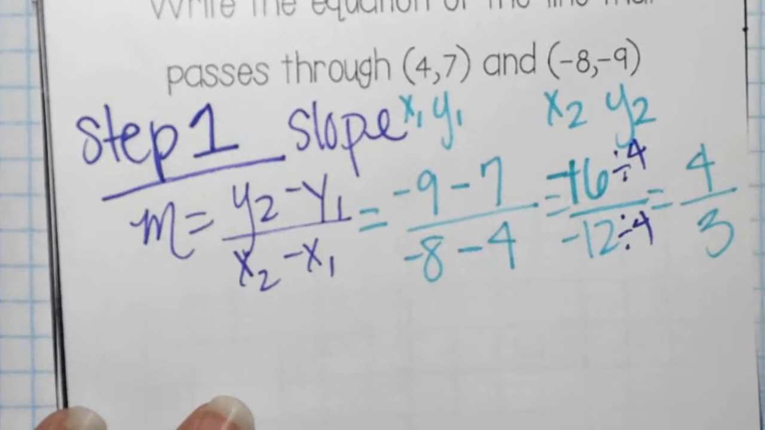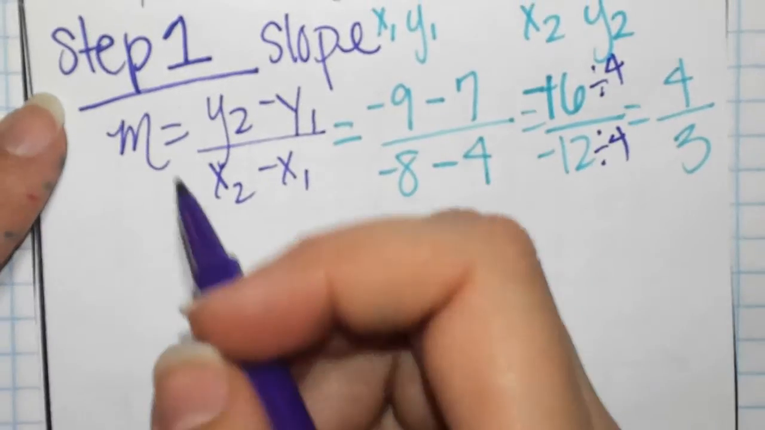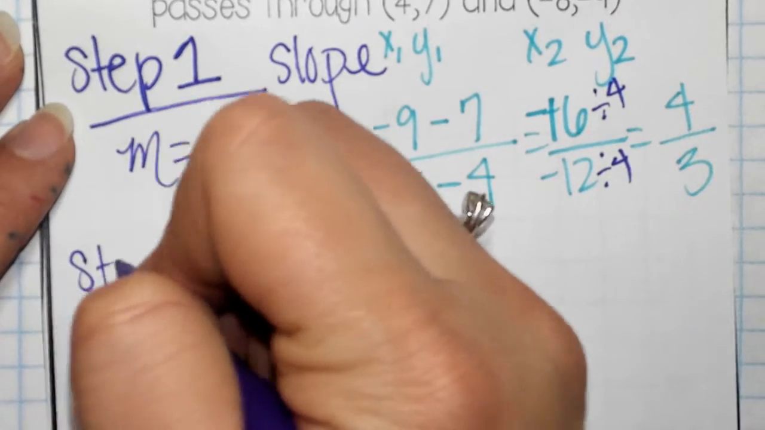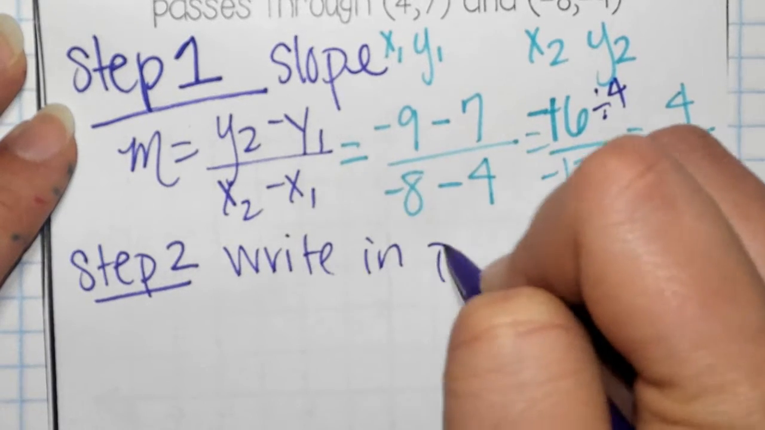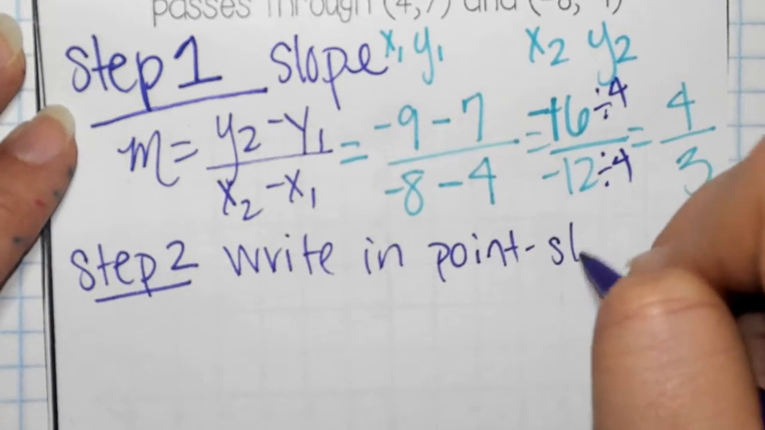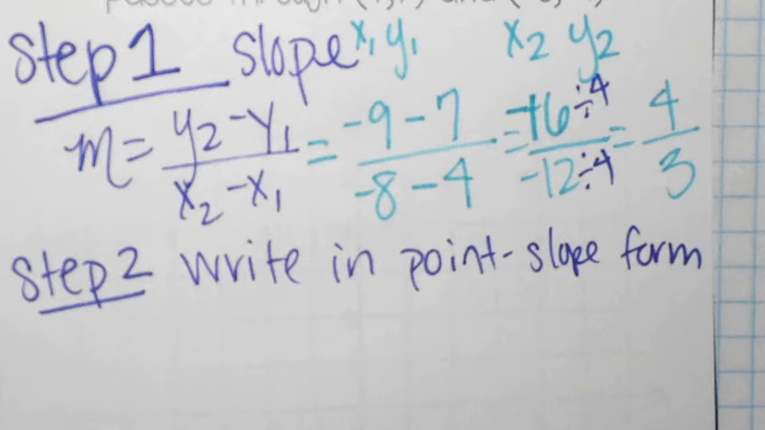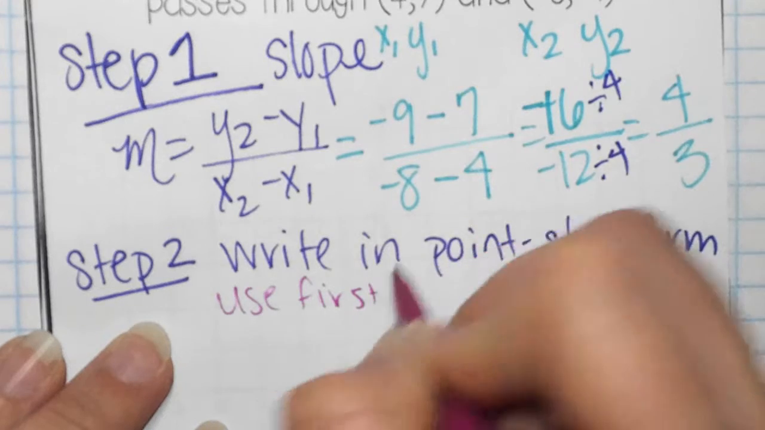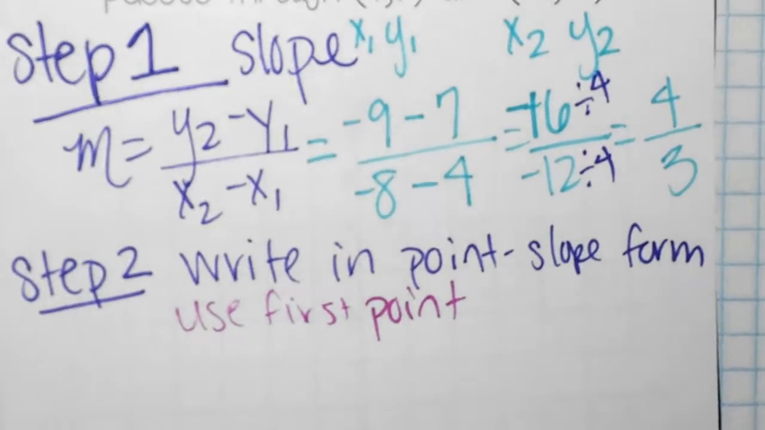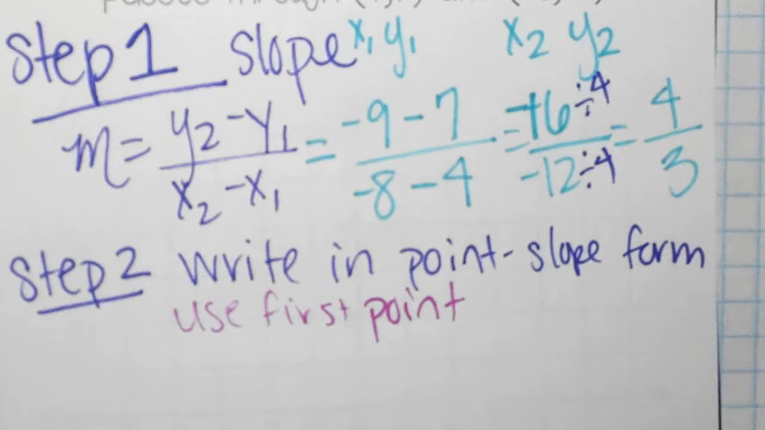Alright. So now, step 1, we have to find the slope. Now we're trying to write in point slope form, so step 2 is write in point slope form. Now we're going to use our first point, just like we did when we did slope-intercept form. And it's already labeled as x1, y1, so it makes sense to use that.